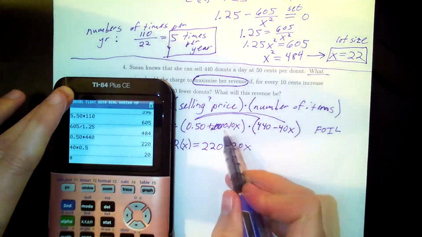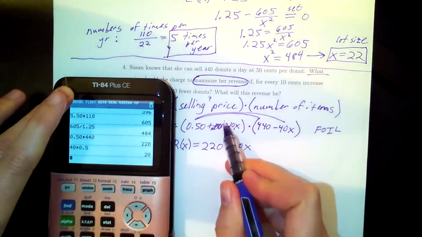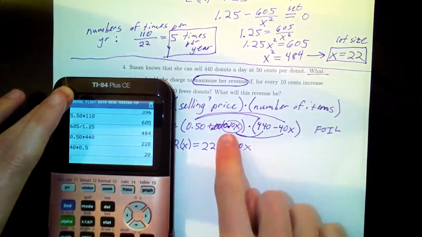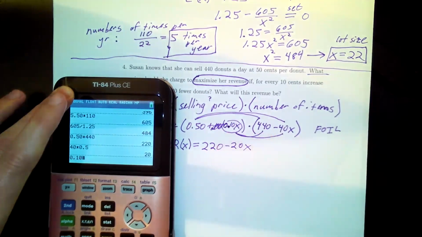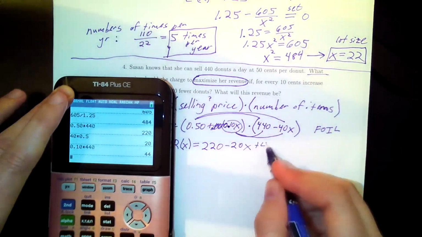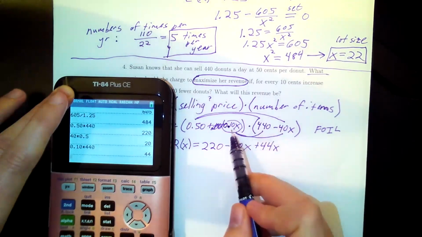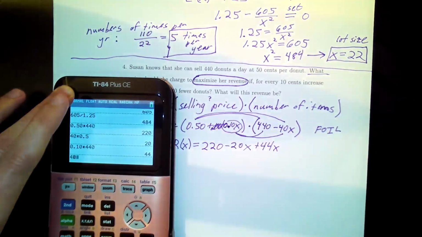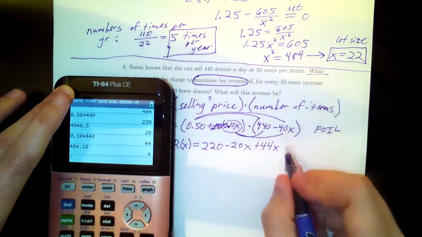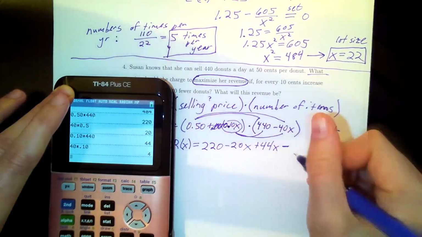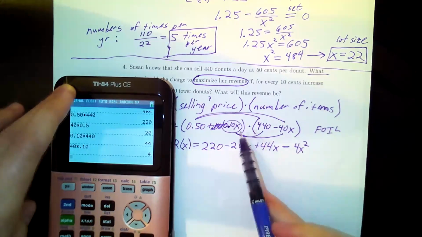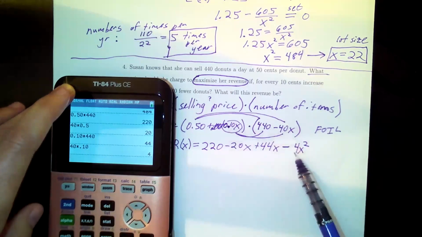Now I'm going to take this 0.10x, because it's a decimal, and multiply it by 440 and 40. So 0.10x times 440. 0.10 times 440 is 44, but I have an x next to it, so that should be 44x. And then 0.10x times minus 40x is 4. I have a positive times a negative, which is negative, so it's minus 4x squared. x times x is x squared, and minus 40 times 0.10 is minus 4.